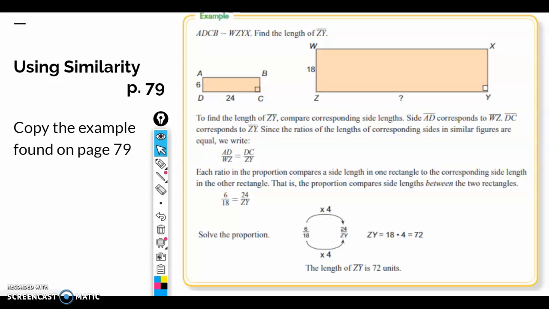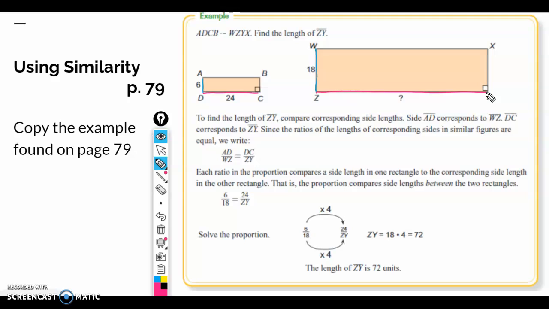Example on page 75. Here we are looking at our similar rectangles, ABCD and WDYX, and we're going to find the length of DY. To find the length of DY, we need to compare corresponding side lengths. As we can see, side AB corresponds with WD. We also see that BC corresponds with DY.